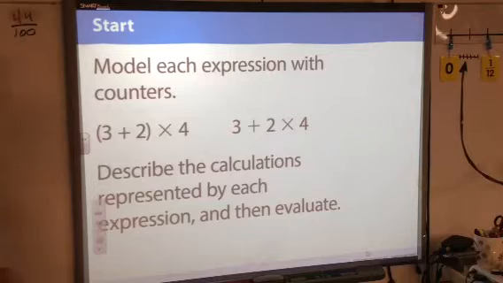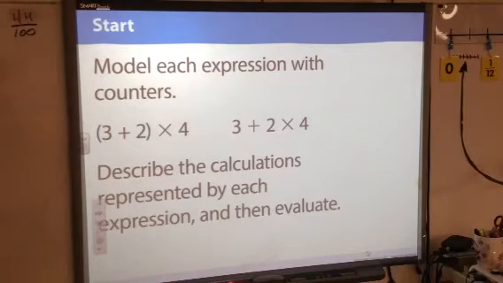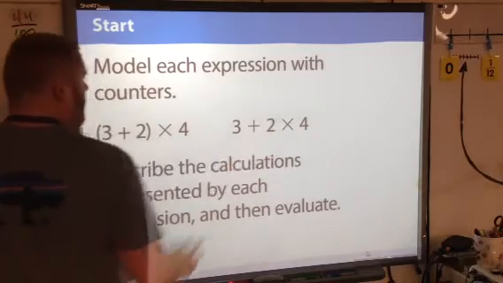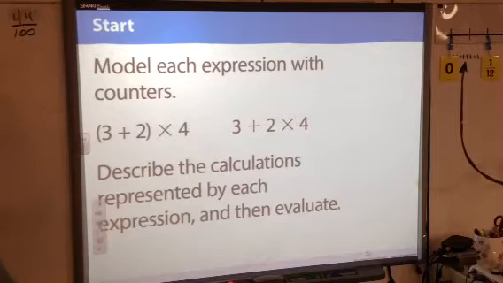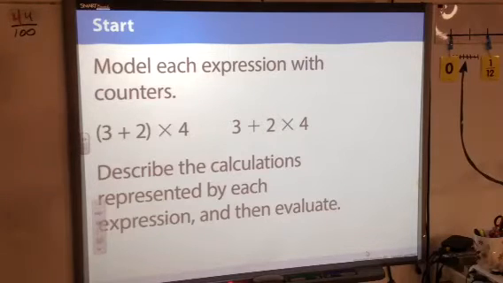Okay, we're not going to use counters today. Hard to get counters on the smartboard. We're just actually going to perform them one step at a time. I notice same operations as well as same numbers. But if you notice on the left, we have parentheses here, so we have to pay attention to that, because although we have the same numbers, same operations, parentheses drastically change how we perform this problem.